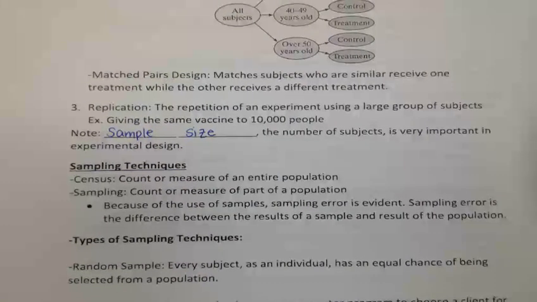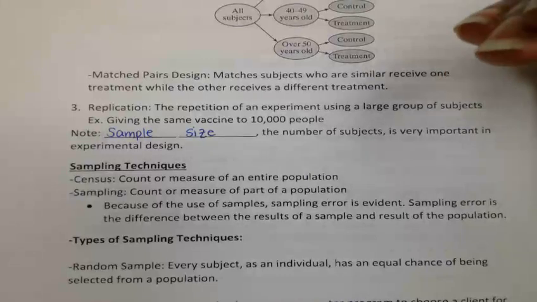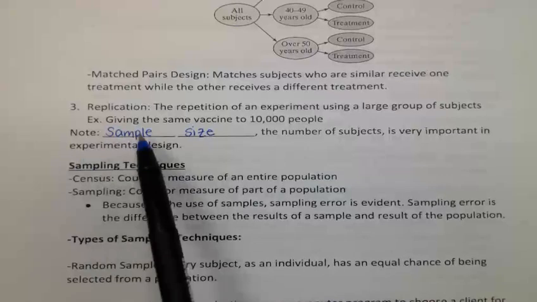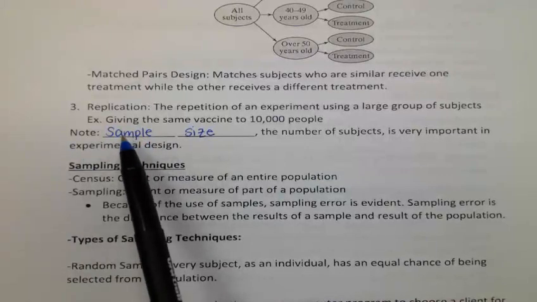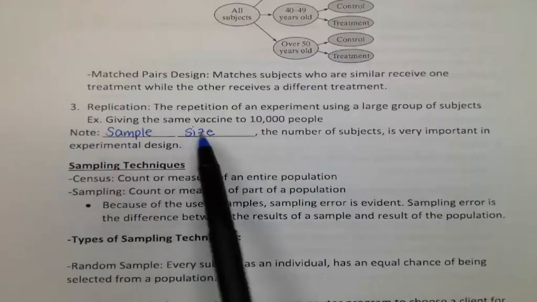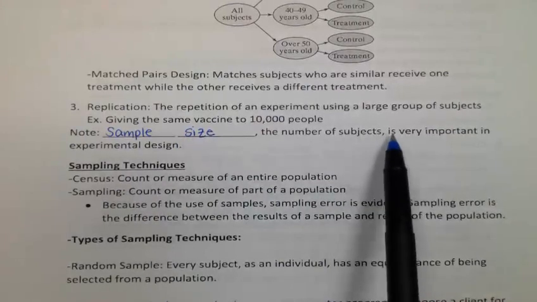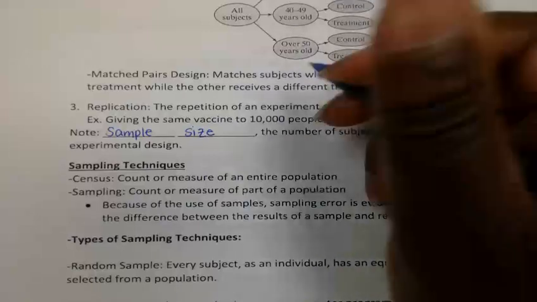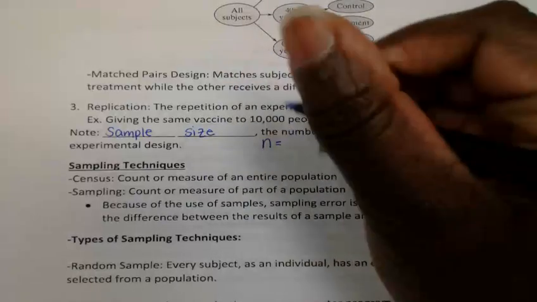All right. So, note here, this is one of our terms. If you're going to write down your symbols, keep them somewhere so you can keep up with all the symbols and definitions in this course that you may need to know. This is the first one. Sample size. Sample size is the number of subjects, and it is very important in experimental designs. So n is equal to sample size. How many do you have in your sample?